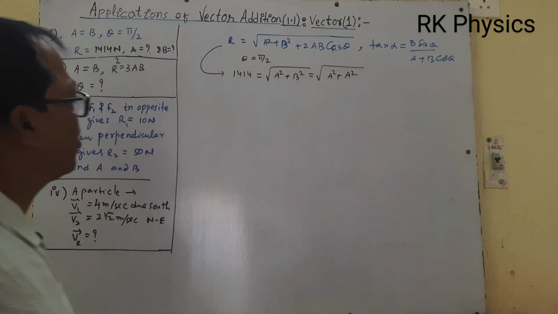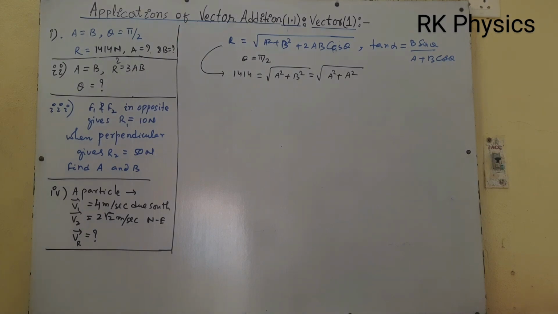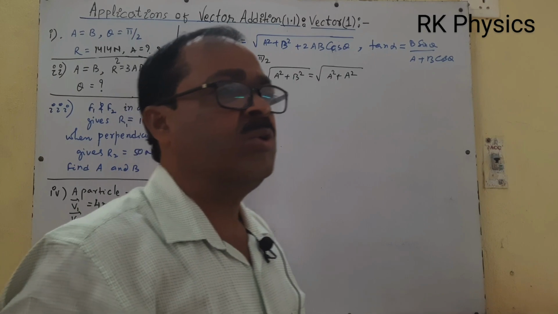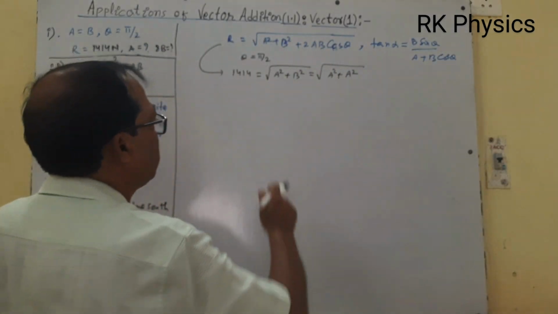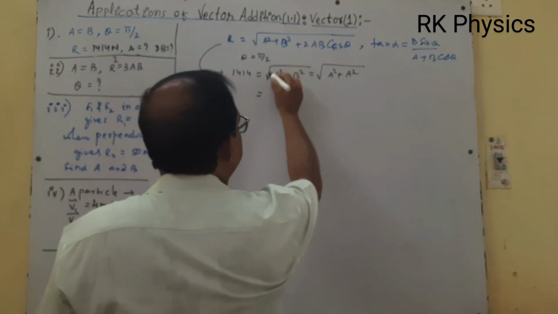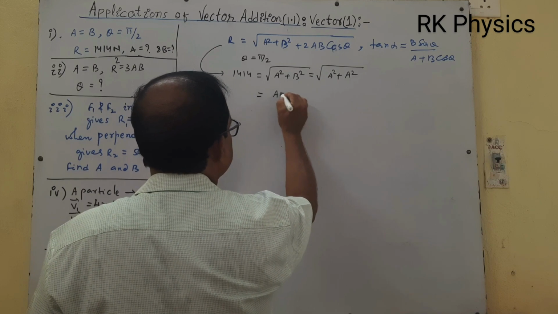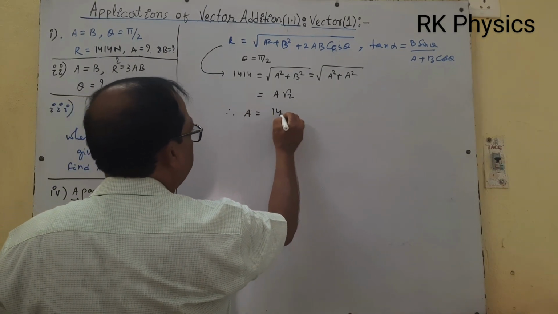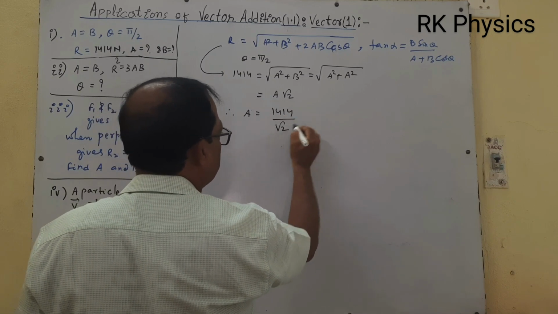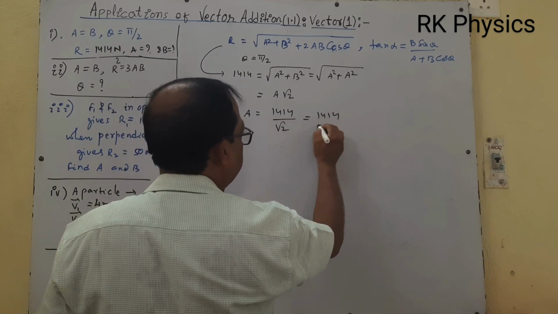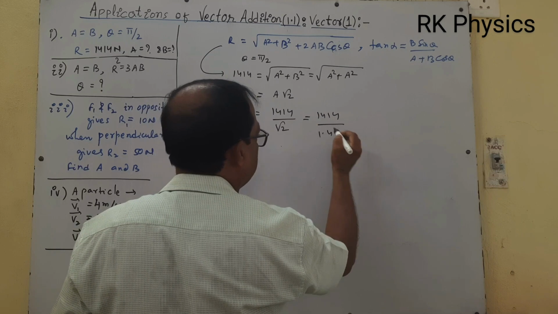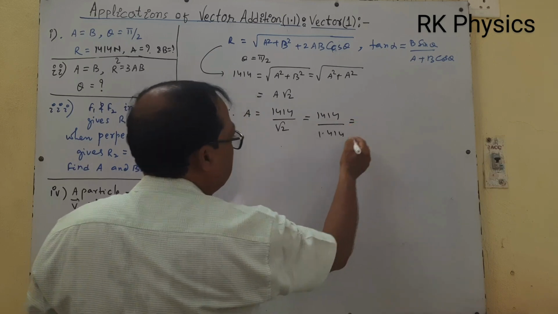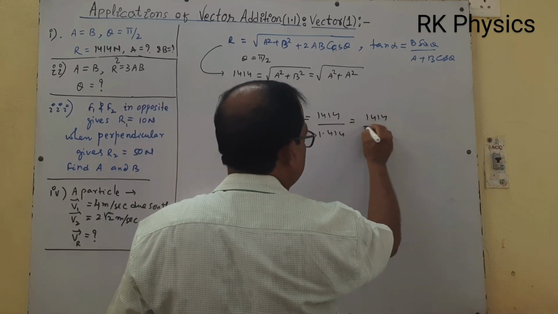Why root A square plus B square? Because the angle is 90 degrees. Otherwise, instead of this you can take it as A root 2. So therefore, what is A? A is 1414 divided by root 2, which is 1414 divided by 1.414.